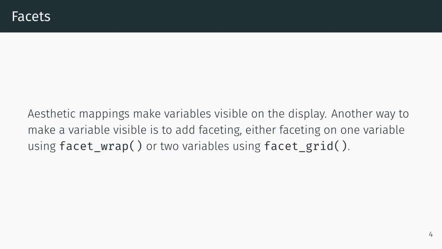Aesthetic mappings make variables visible on the display, but another way to make a variable visible is to add faceting, either faceting on one variable using facet wrap, so that results in a number of small plots, one for each facet, or two variables using facet grid, and so that, as the name suggests, creates a grid.